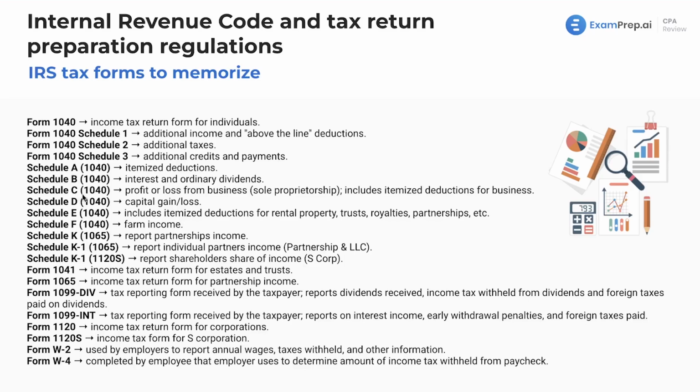Schedule C, this one's going to be very important. This is essentially a business tax return, but for individuals who have sole proprietorships. Schedule D deals with capital gains and losses. Schedule E is going to deal with itemized deductions for more so passive income. Schedule F, farm income, is essentially a clone of Schedule C. It's quite similar, it's just more so for farms.